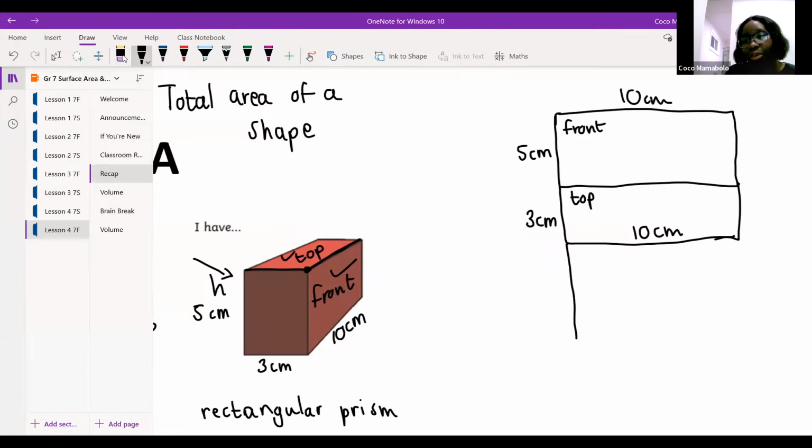All right. And remember, what do we know about the front and the back, Ola? The front and the back have the same number. Excellent. They are exactly the same. They have the same length, which is 10 centimeters.